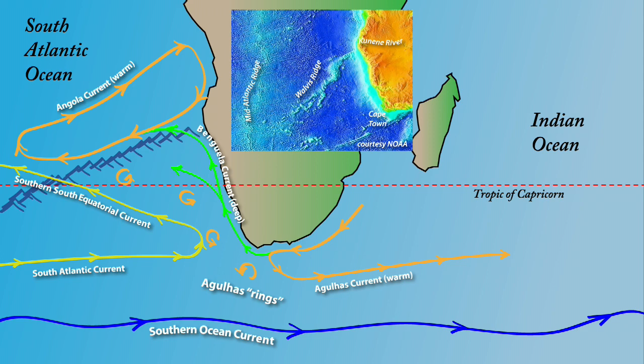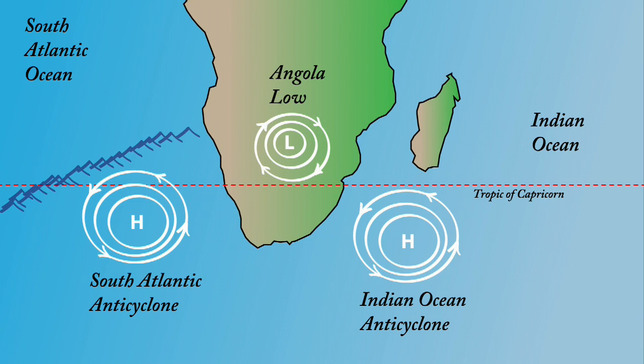What all this has to do with rainfall is where the rain comes from. Between the Angola Low and the Indian Ocean anticyclone sits a persistent atmospheric feature known as the tropical temperate trough. This tends to draw warm and moist air in from the Indian Ocean, which generates considerable rainfall along with it.